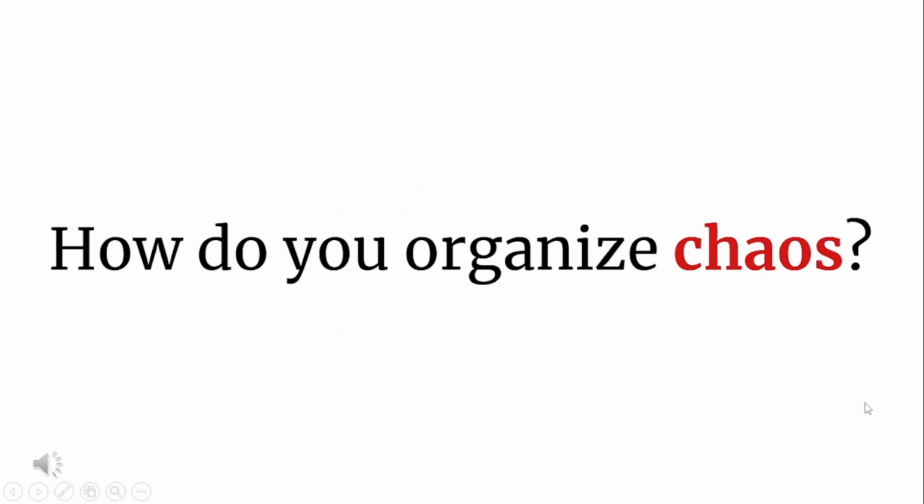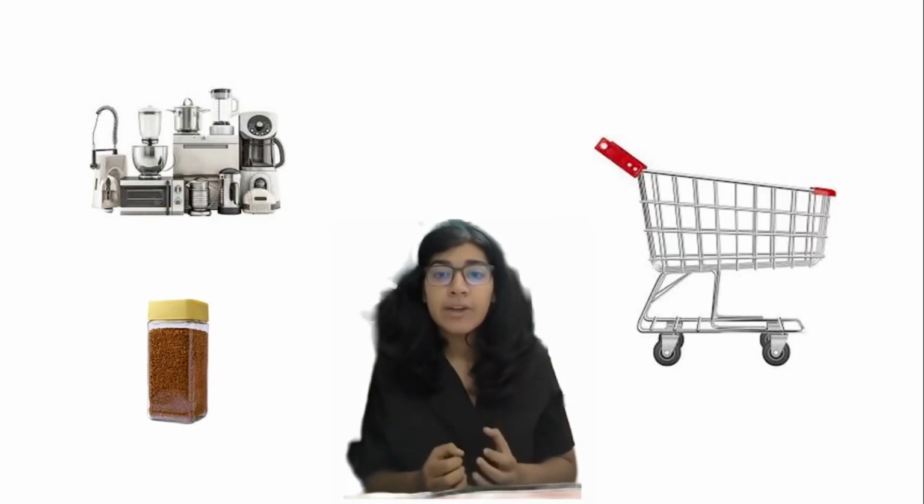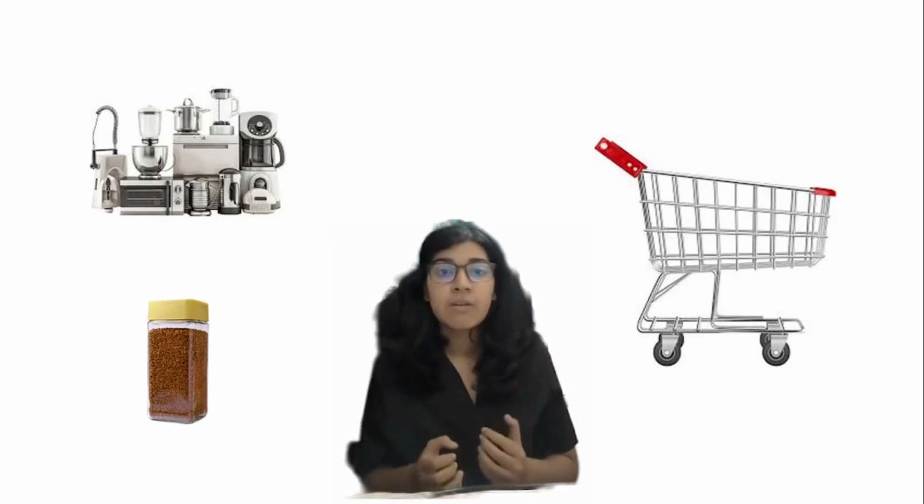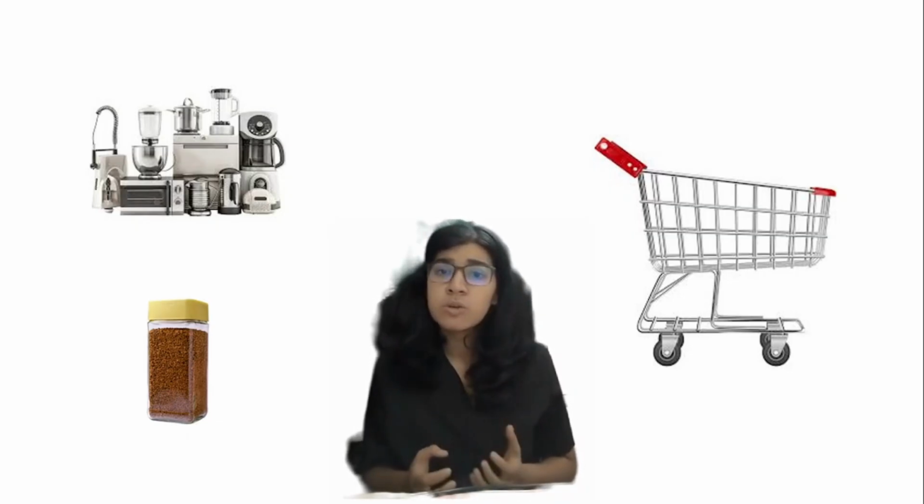How do you organize chaos? Imagine you have 5,000 customers. Some buy coffee, some buy home appliances, and some rarely buy anything. How do you market to them? We can write 5,000 emails, right? We need to group them, but we don't know who's who.